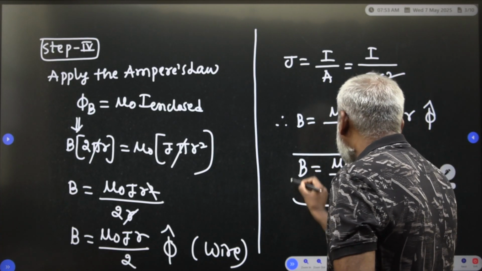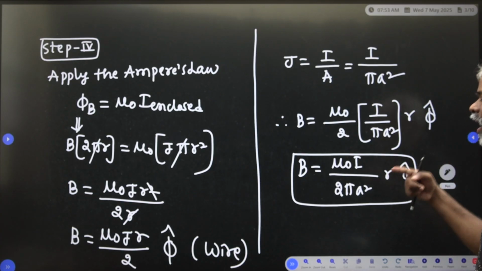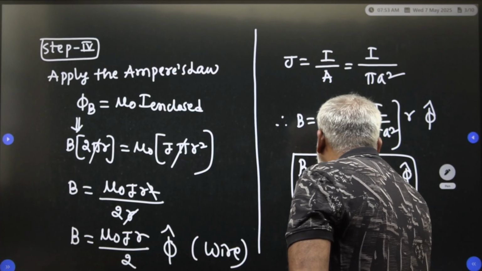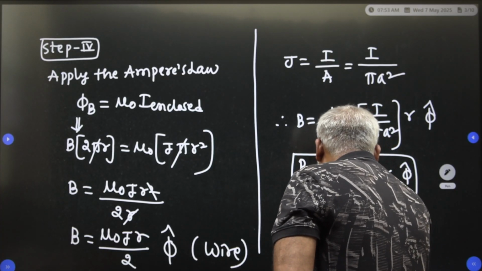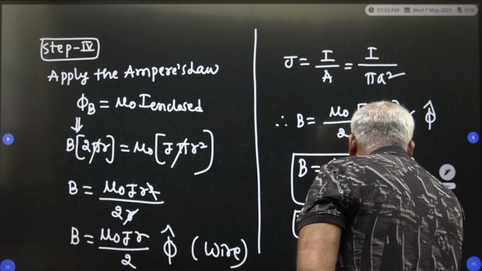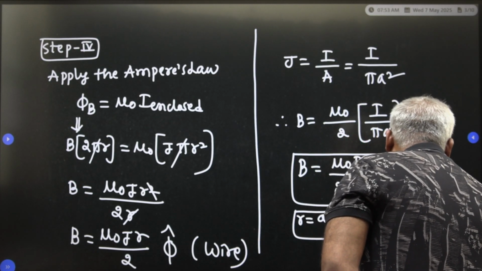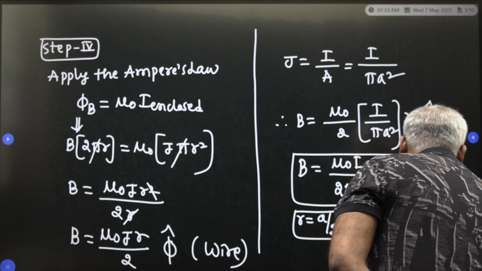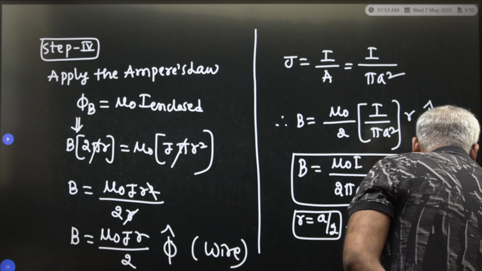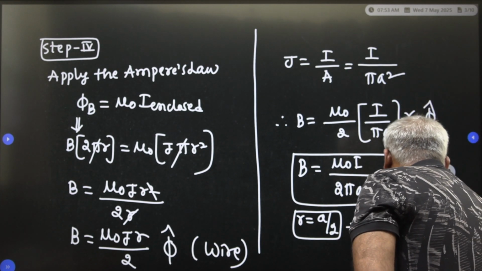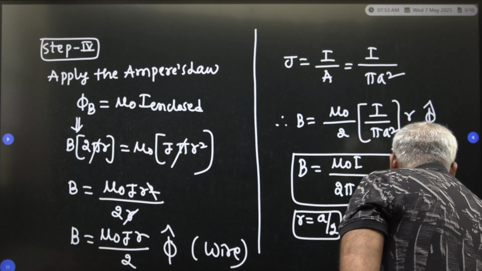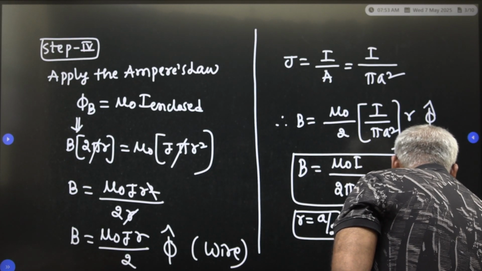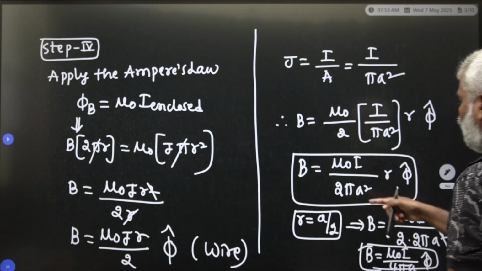This is the magnetic field at a particular point r. But what is your r? Your r is equal to a by 2. So therefore you have to substitute: B is equal to mu naught I divided by a by 2 into 2 phi a square. So one a gets cancelled, that phi cap. Therefore B is equal to mu naught I divided by 4 phi a into phi cap. This is your magnetic field at the particular point a by 2.